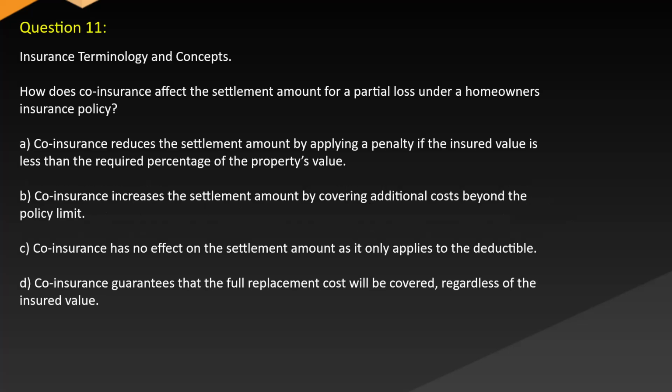Question 11. Insurance terminology and concepts. How does coinsurance affect the settlement amount for a partial loss under a homeowner's insurance policy? A. Coinsurance reduces the settlement amount by applying a penalty if the insured value is less than the required percentage of the property's value. B. Coinsurance increases the settlement amount by covering additional costs beyond the policy limit. C. Coinsurance has no effect on the settlement amount as it only applies to the deductible. D. Coinsurance guarantees that the full replacement cost will be covered regardless of the insured value.